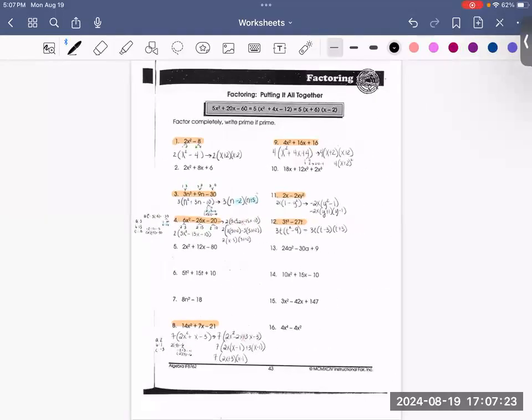All right, hopefully that video was helpful. This is all the different ways that we can factor. There's only one way that we did not cover, and that is factoring with difference and sum of cubes, but we'll do that in another video.